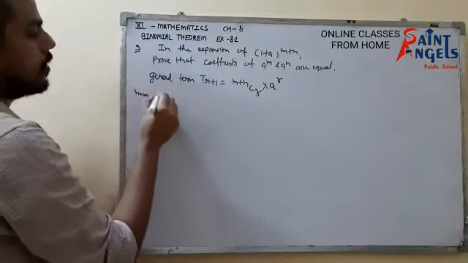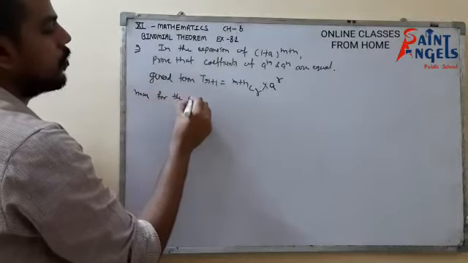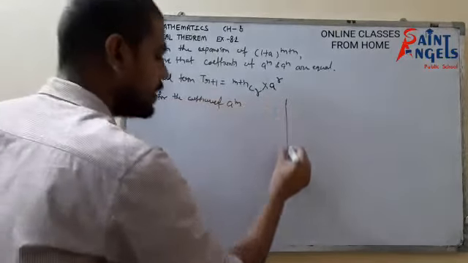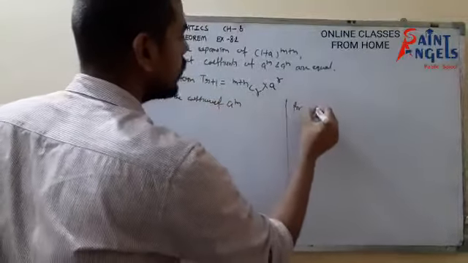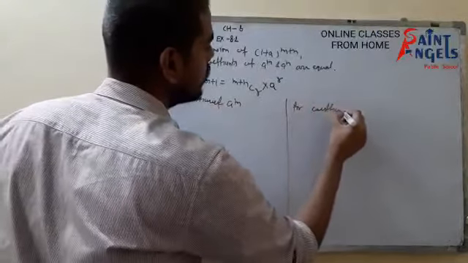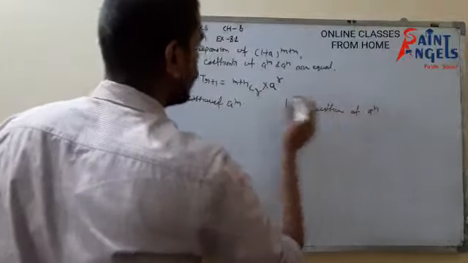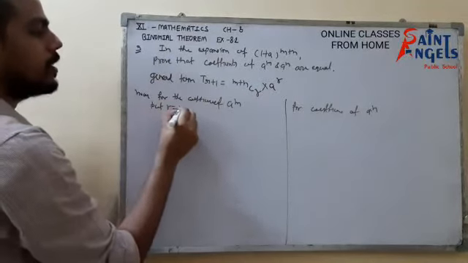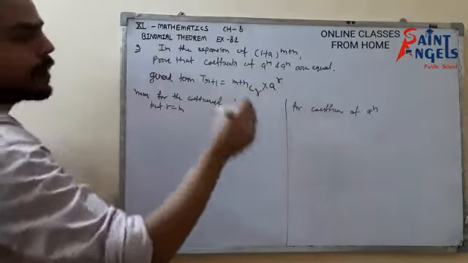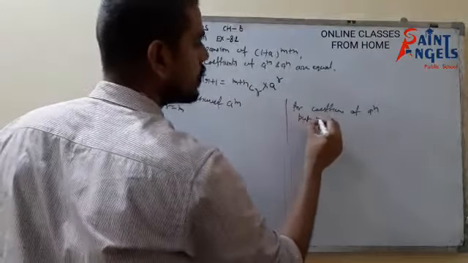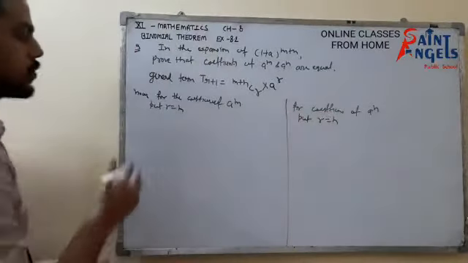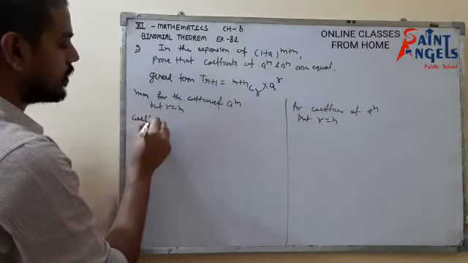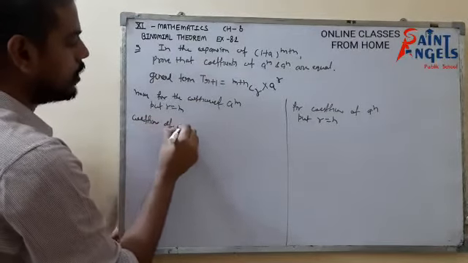Now for the coefficient of a^m, and this side for the coefficient of a^n. So for a^m, I need to put r equals m, then only I will get a^m. Here put r equals m. So the coefficient of that would be equal to what? So the coefficient of a^m.